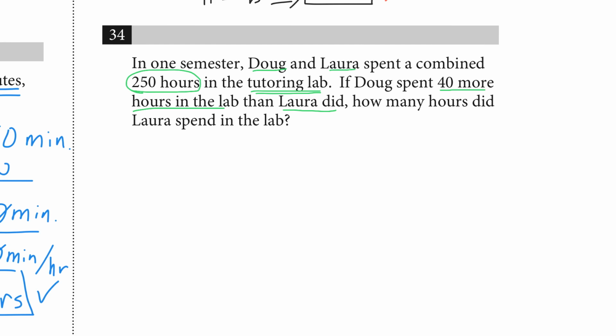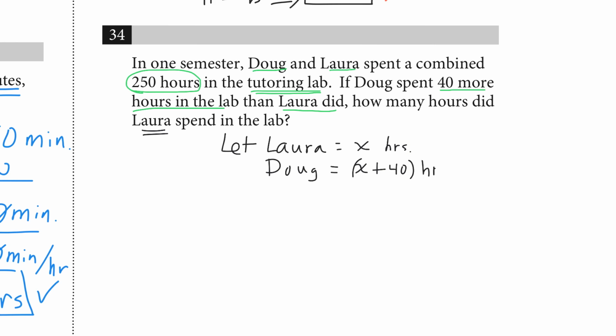So we're looking for Laura, and since we're looking for what Laura spent, let Laura equal X. And so that means that Doug, in this problem, had 40 more. Doug spent 40 more hours than Laura. So if Laura was X hours, then we know that Doug was X plus 40 hours. Okay? So he has 40 more hours than Laura. And so combined it was 250, so we could combine those two and then solve for X.